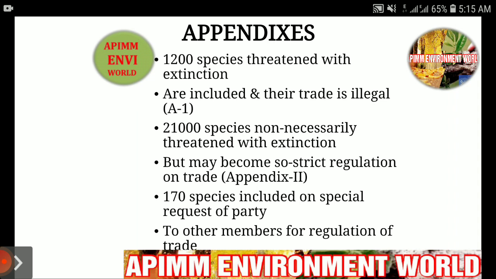And in Appendix 2, 21,000 species not necessarily threatened with extinction but which may become so are included, with strict regulations on trade. This is the condition of Appendix 2. And in Appendix 3, 170 species are included on special request of a party. Party means the country that has signed this convention. 170 species can be traded on special request. Okay, this is the condition of Appendix 3. And to other members for regulation of trade, meaning one country can request another country for regulation of trade. These are the three appendices of this convention.